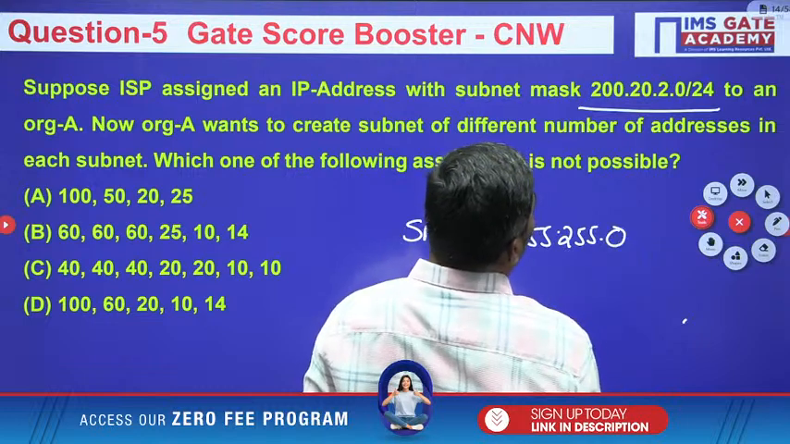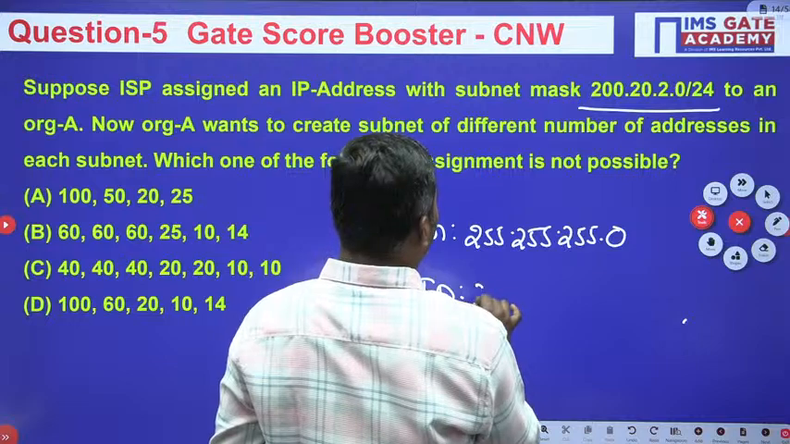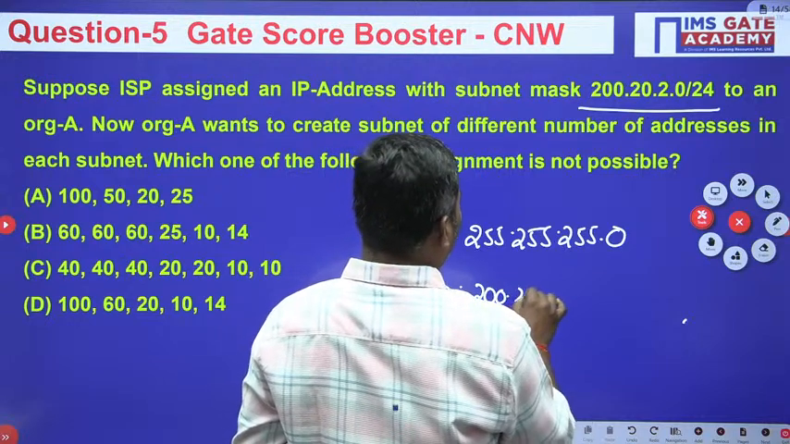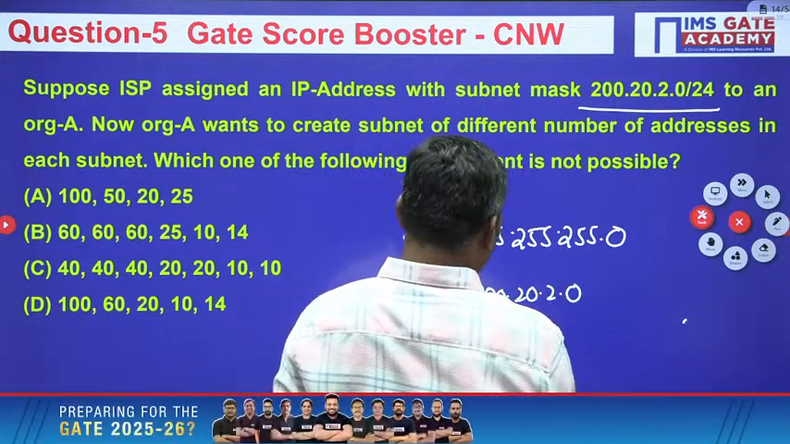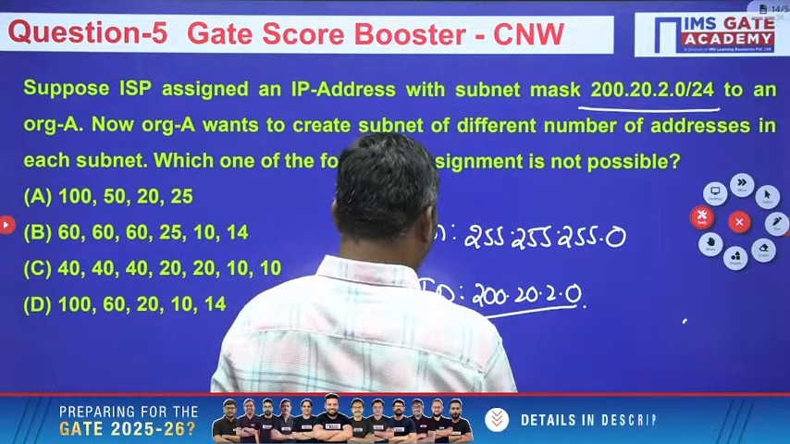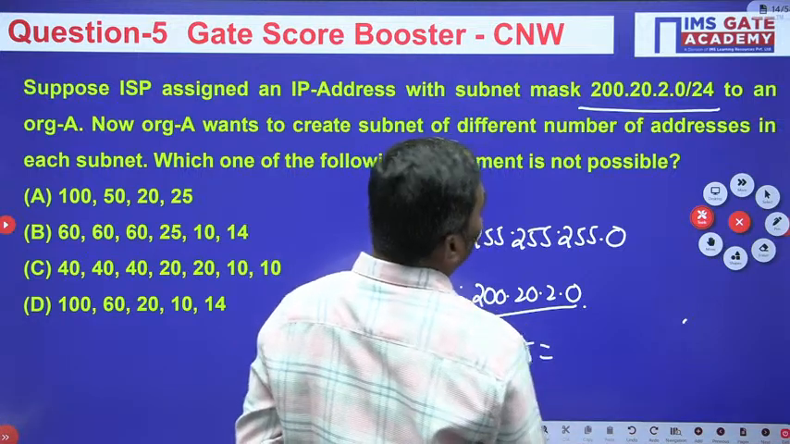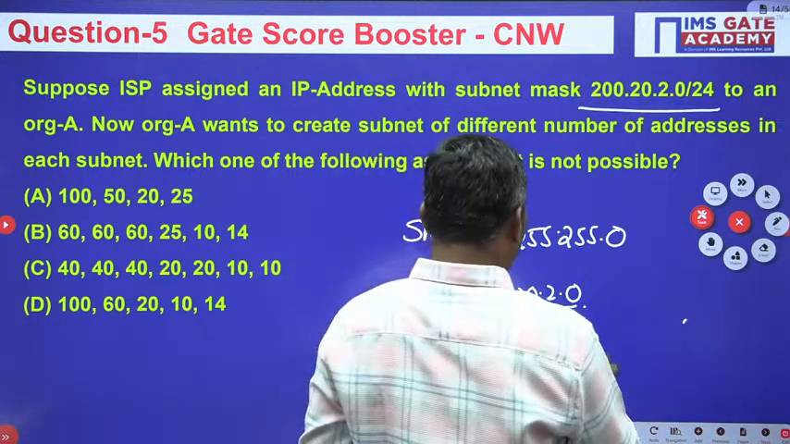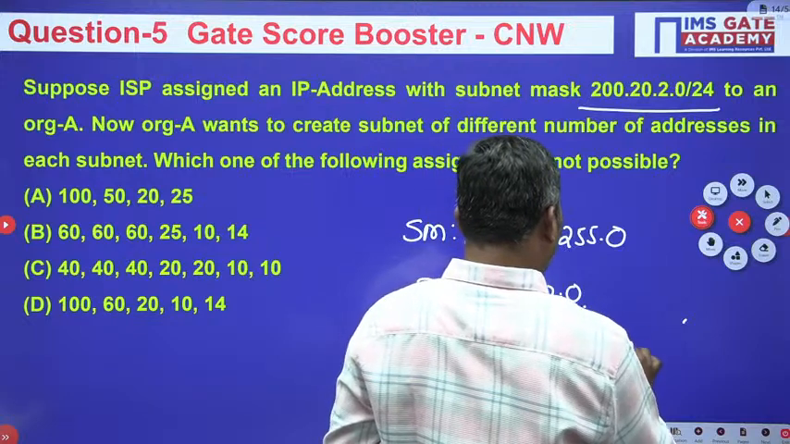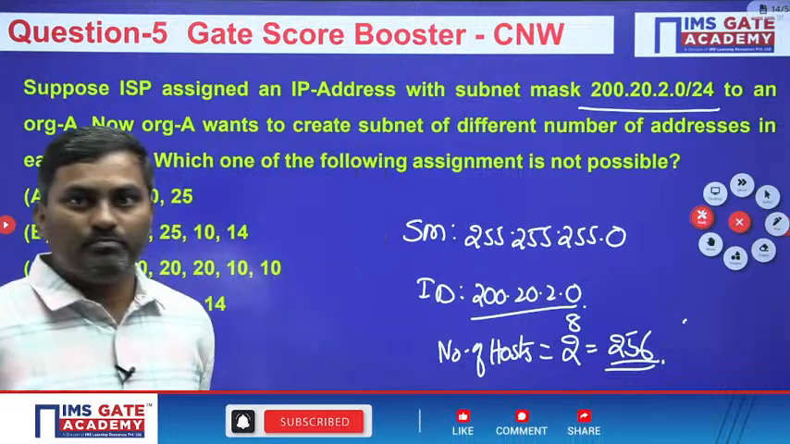255.255.255.0, correct or not? 24 bits are there now. So the block ID is given here: 200.20.2.0. Now, the number of hosts: the host bits here are 32 minus 24, which is 8. So 2 power 8, maximum 256 theoretically possible. Practically you have to remove 2.